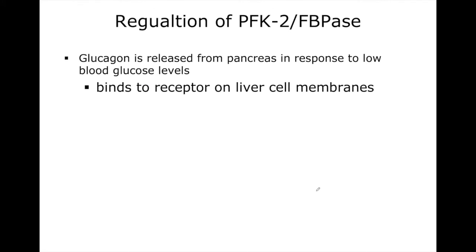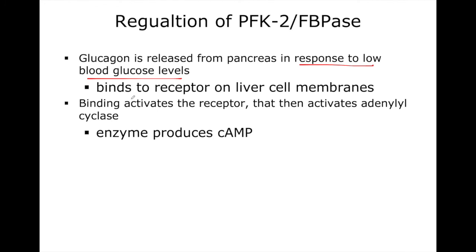So let me go through those steps again because I know that's a lot to take in. Let's start with our glucagon. Glucagon is released from the pancreas in response to low blood glucose levels. So when we need glucose in our blood, maybe we've been fasting or exercising a lot, we need glucose to be delivered to our bloodstream. The pancreas will release glucagon. Glucagon binds to a receptor on the liver cell.